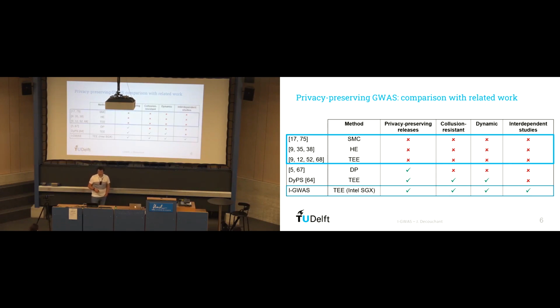First, you can do the computation in a secure, privacy-preserving way. You can use secure multi-party computation, homomorphic encryption. You can use trusted execution environments. But for all of those, only the computation is protected. The release of the data is actually not.